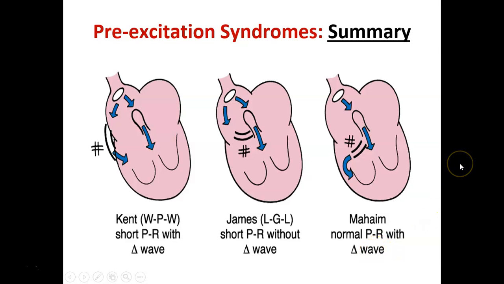This classification is purely an academic classification, because in real life it's very hard to differentiate between these three types. LGL and Mahaim fiber ECGs are very uncommon. But WPW syndrome ECGs you will commonly encounter in your clinical practice, and most of the time you will come across an ECG with WPW syndrome.